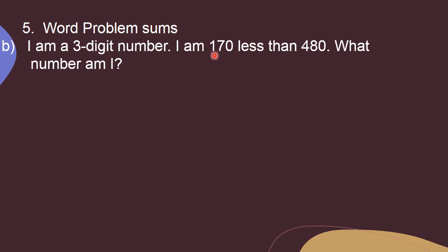सो हियर व्हाट इज गिवन बेटा कि जो नंबर है दैट इज 170 लेस देन 480. वो 480 से 170 कम है. तो फॉर फाइंड आउट इट वी हैव टू सब्ट्रैक्ट फ्रॉम 480. ठीक है, 170 we will subtract from 480. So first of all we will write places ones, tens and hundreds. Then 480, the greater number, and then 170.